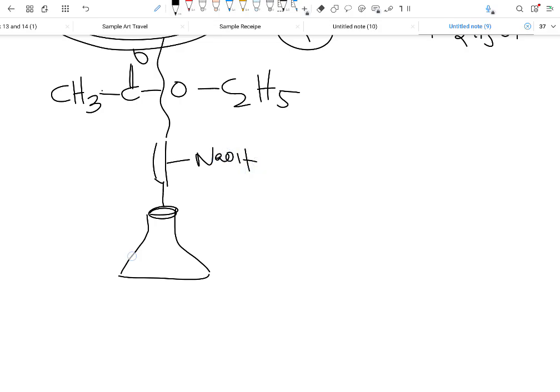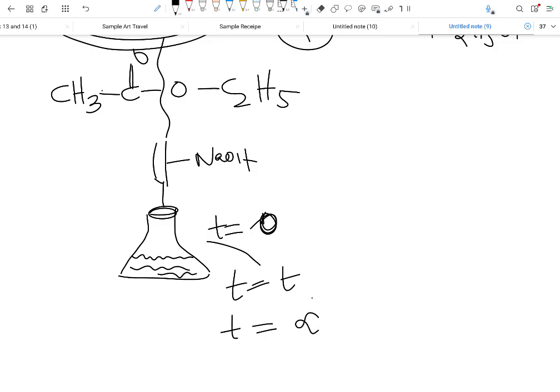This will be having our titrate, or we can call it the analyte, where the reaction is happening. While the reaction is happening, we will start our stopwatch to measure the time. Initially, at time t equal to 0, we will measure. Then at a time t, we will measure. And finally, when the reaction is completed, that is time infinity, we will take the reading. We will titrate at each time.